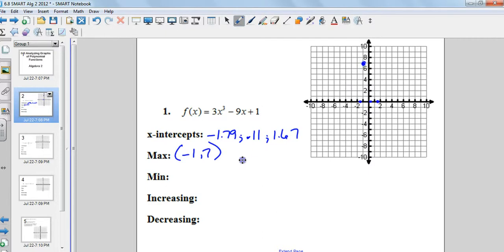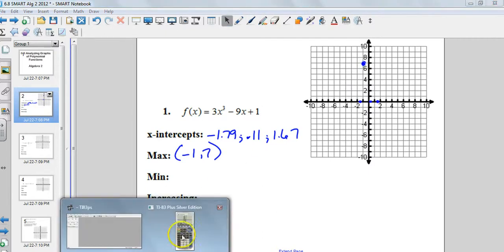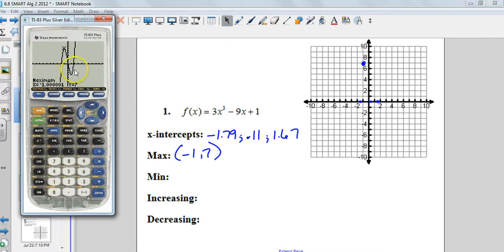Let's do the same thing, except this time we're going to find the minimum. So you can see there's a little minimum point right there. Second trace. This time choose the minimum finder. And I know I'm already to the left of it, I just want to get a little bit closer. So I'm just slightly to the left of it, hit enter. And then slightly to the right, hit enter. And then enter one last time, and I get the point (1, -5).